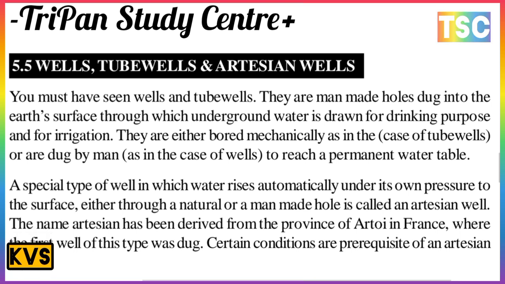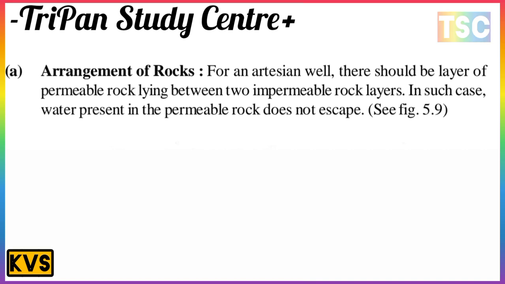The following conditions are prerequisites of an artesian well. The first point is the arrangement of the rock. For an artesian well, there should be a layer of permeable rock lying between two impermeable rock layers. In such a case, water present in the permeable rock does not escape.